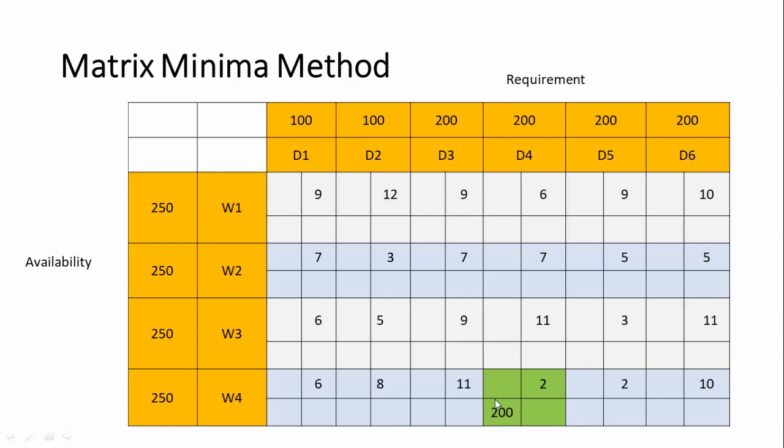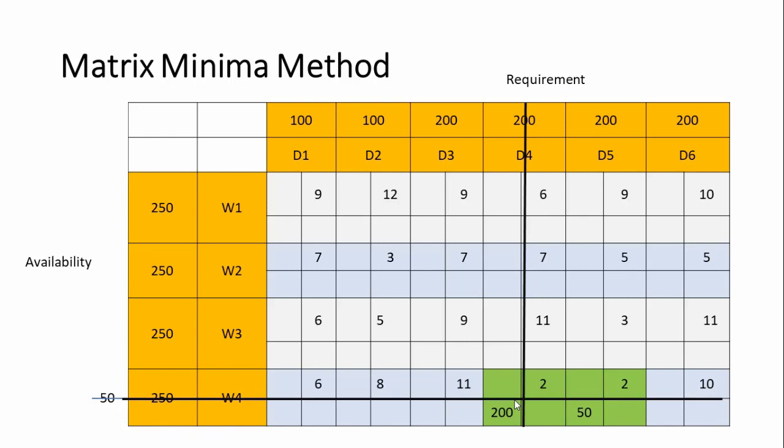After allocating 200 units from W4 to D4, the requirement at D4 is satisfied. Hence, we cancel the D4 column. And the availability at W4 is reduced from 250 to 50. We identify the next minimum cost in the entire matrix. So that happens to be 2 again.